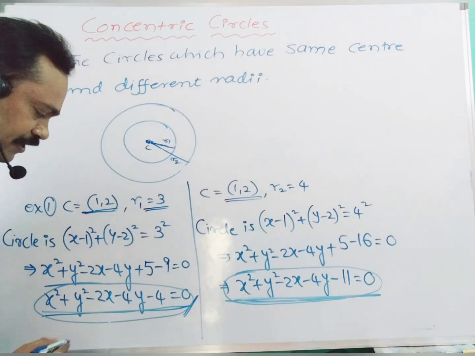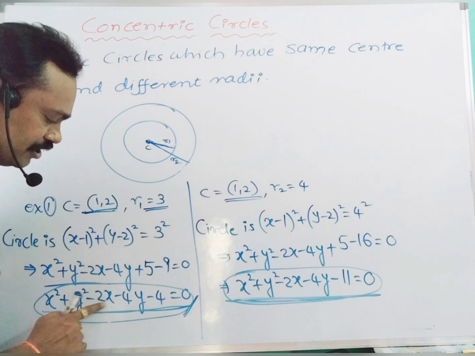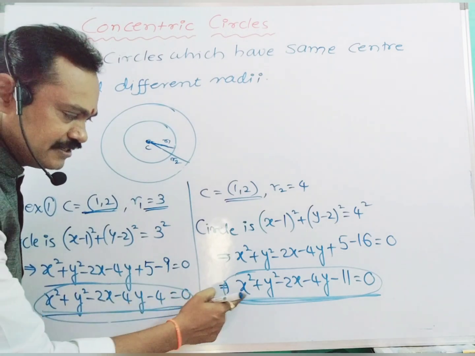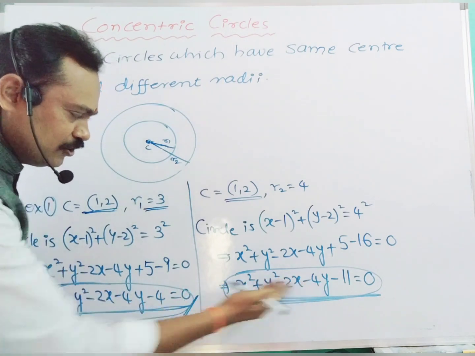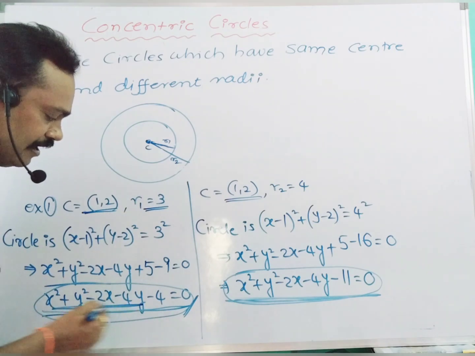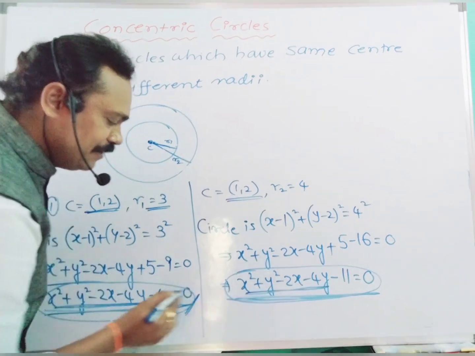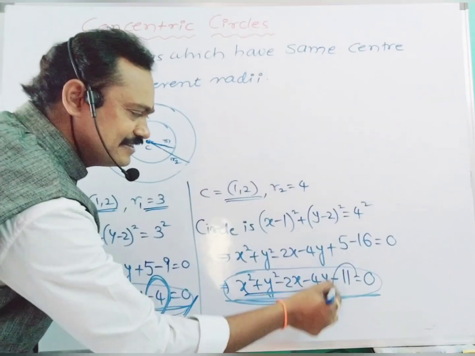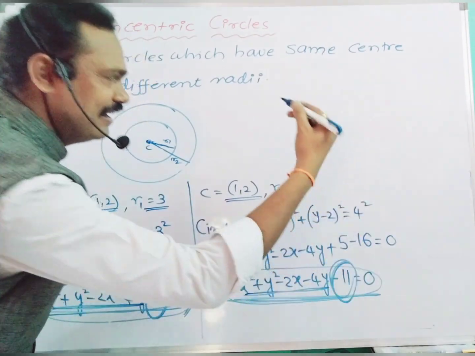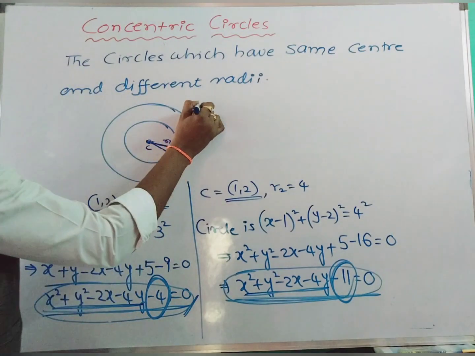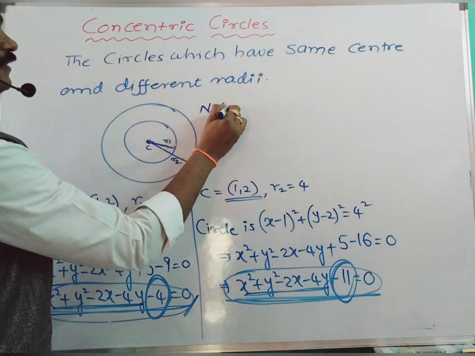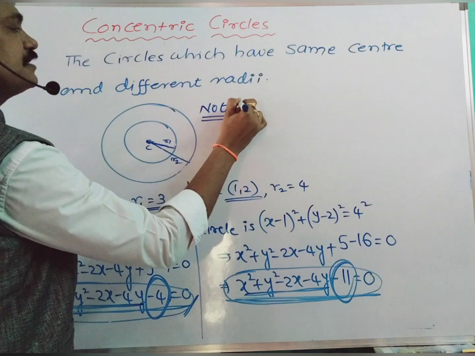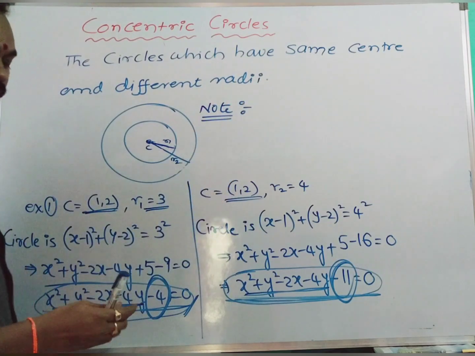What is that? First term, second term, third term, fourth term. First term, second term, third term, fourth term. Four terms as usual, and they differ by only a constant. Here the constant is minus 4, here the constant is minus 11. What can we conclude? One important note: two concentric circles differ by a constant.